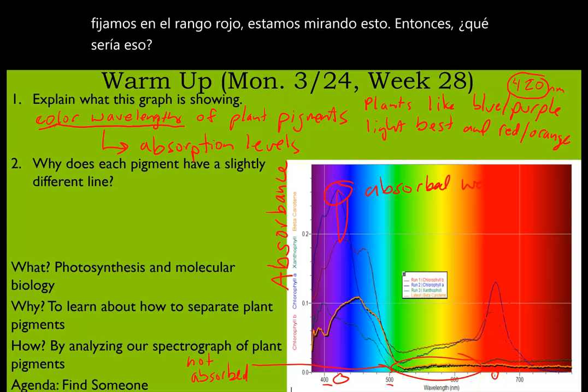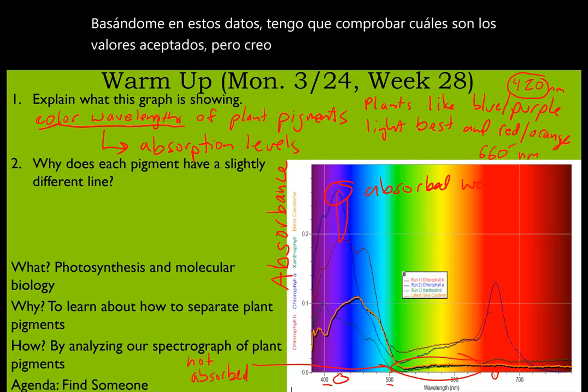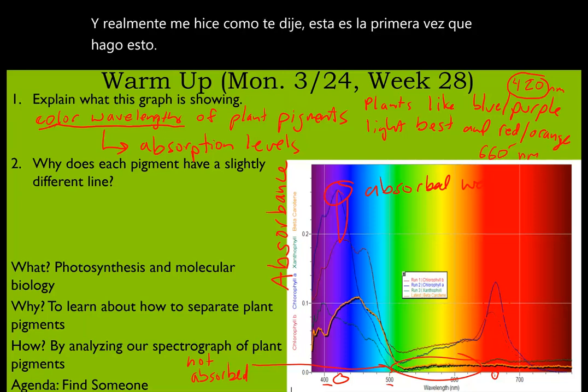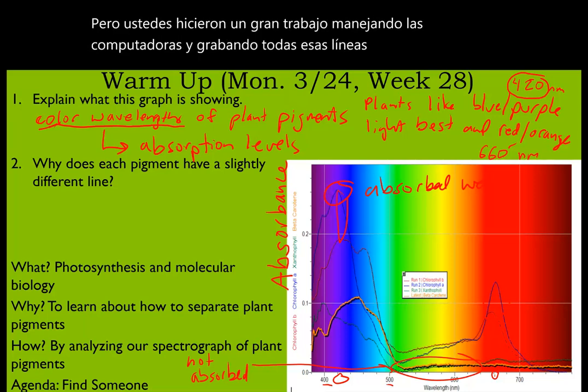About 660. Based on this data, I have to double check what the accepted values are, but I believe they're very close to that. And I was really amazed. Like I told you, this is the first time I've ever done this. I didn't even know about doing this until Wednesday. But you guys did a great job running the computers and recording all those lines and analyzing it. And it came out to basically what it should be.